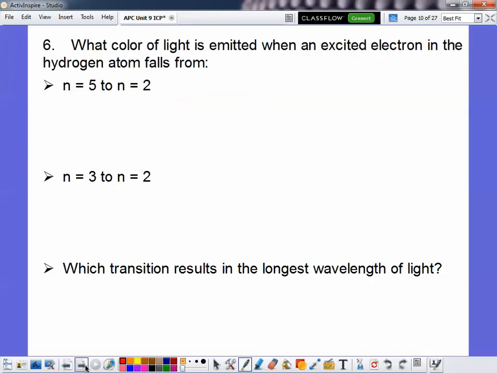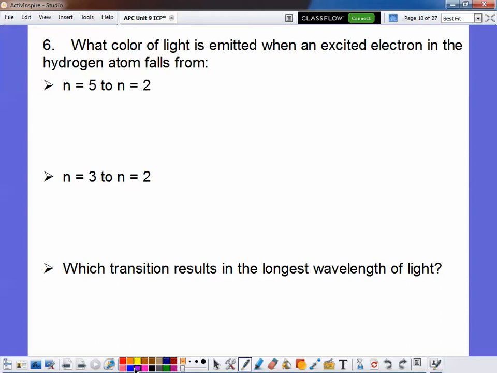Okay. So let's look at this problem. We're going to figure out the color of light. We're actually not going to figure out the color of light because I don't require you to memorize that 700 nanometers is red light and 400 nanometers is violet light. You don't need to memorize that. We're more going to compare the energies of the light to tell us which one's more towards the red end, which one's more towards the violet end.